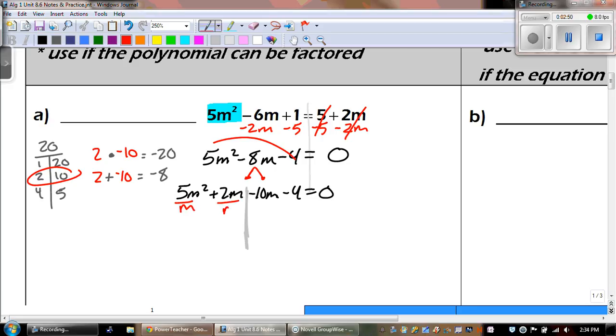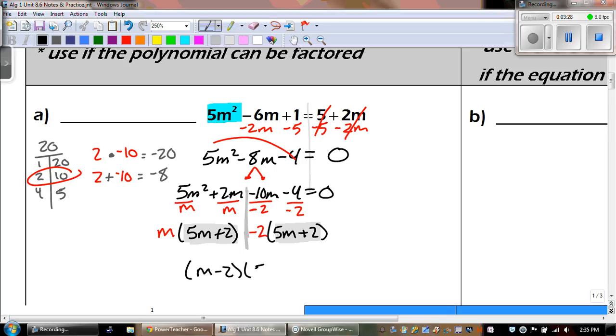I can pull out an m. The GCF comes out front, and we're left with 5m plus 2. In the back, my leading coefficient's negative, so my GCF is negative, and I can take out a negative 2. And then when we divide that out, negative 10 divided by negative 2 is positive 5, and negative 4 divided by negative 2 is positive 2. And remember, if these don't match up, you did something wrong, okay? So we're left with m minus 2 and 5m plus 2 equals 0.